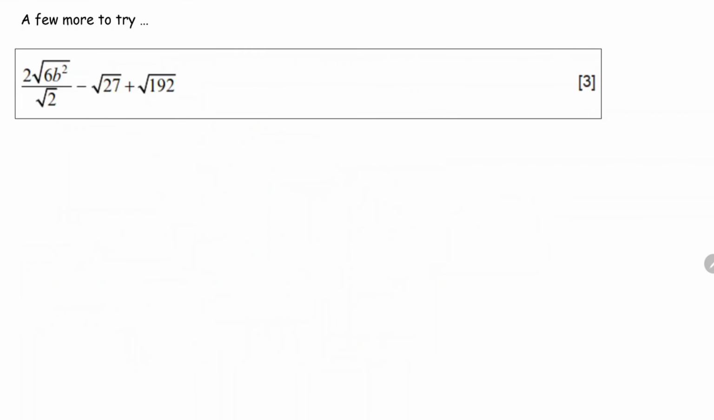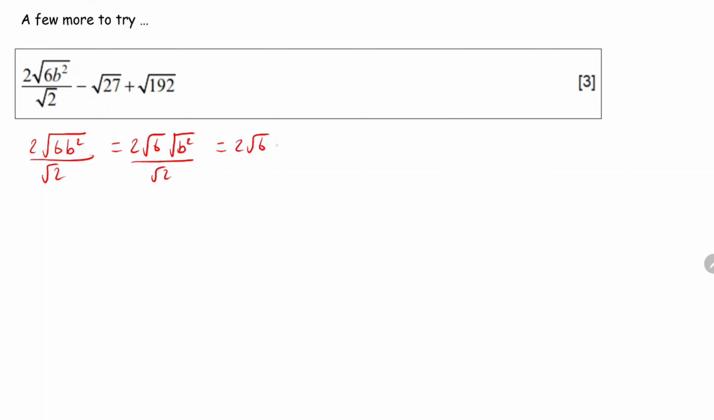Okay, third question. Don't be put off by the b inside. So first term is 2 root 6b squared over root 2. The first step here might well be to deal with the root at the top. So we've got 6 times b squared, so that becomes root 6 times root of b squared over root 2. Now root 6 is a surd, it can't be simplified, so we're going to leave it as root 6.